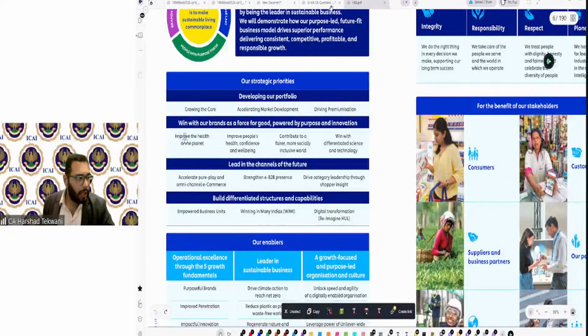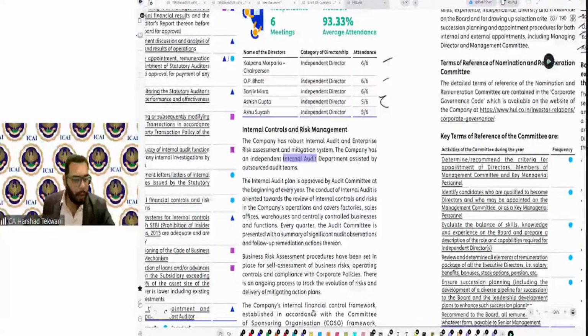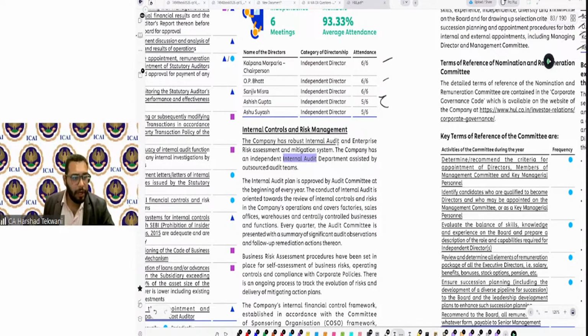I'll also show you one more thing in this particular report. See over here. Internal audit, internal control and risk management, where it is written that the company has a robust internal audit and enterprise risk assessment and mitigation system. The company has an independent internal audit department assisted by outsourced audit teams. The internal audit plan is approved by the audit committee.